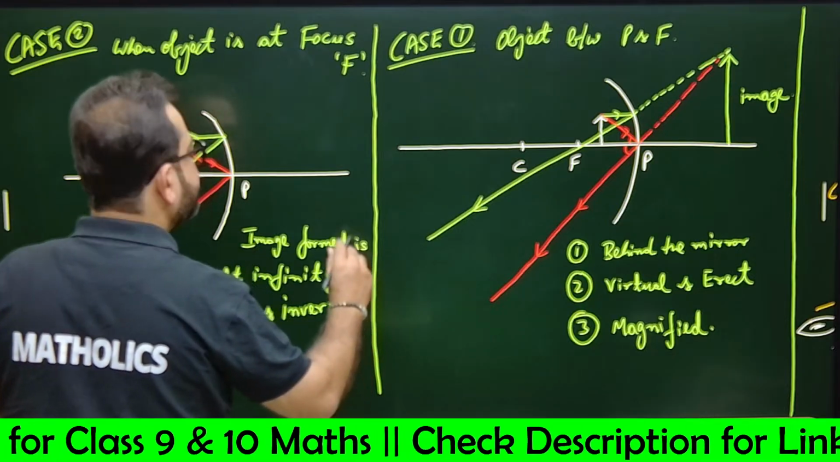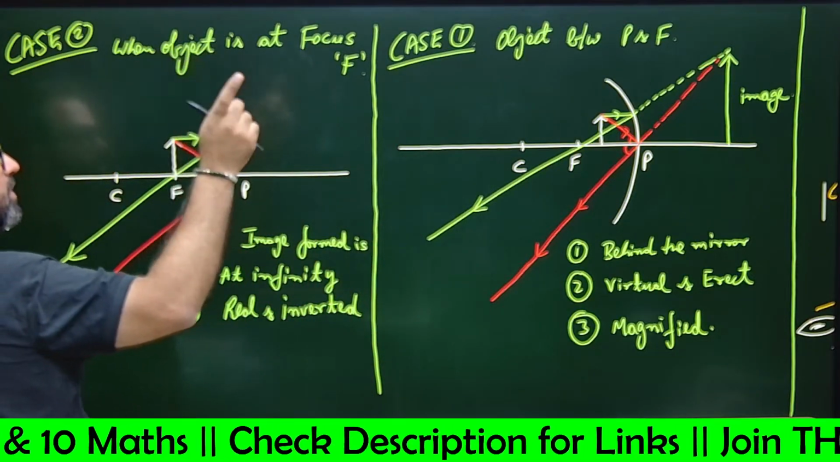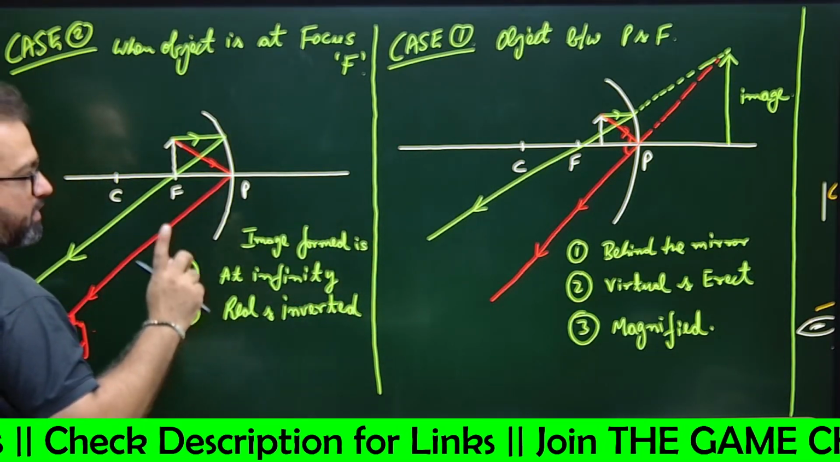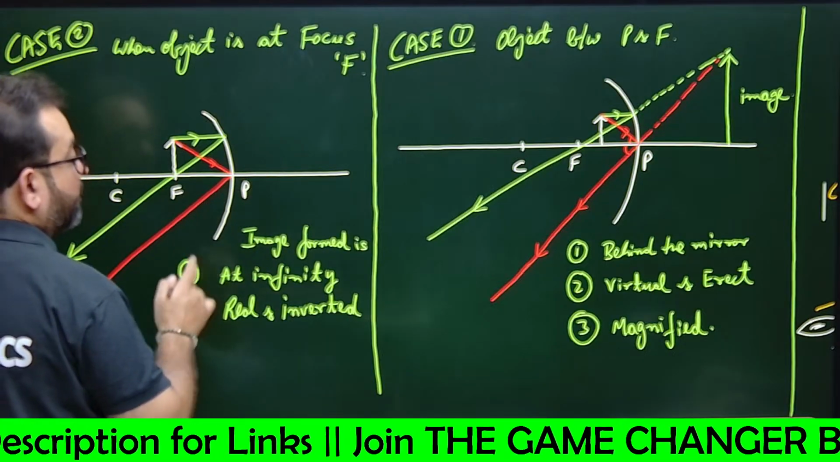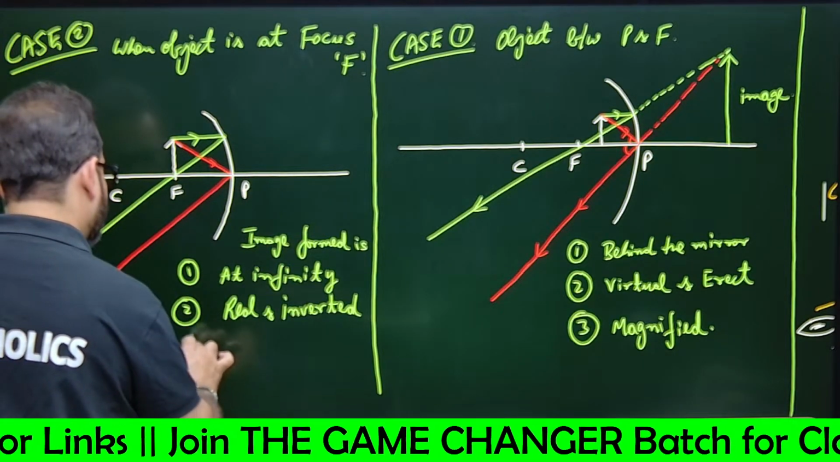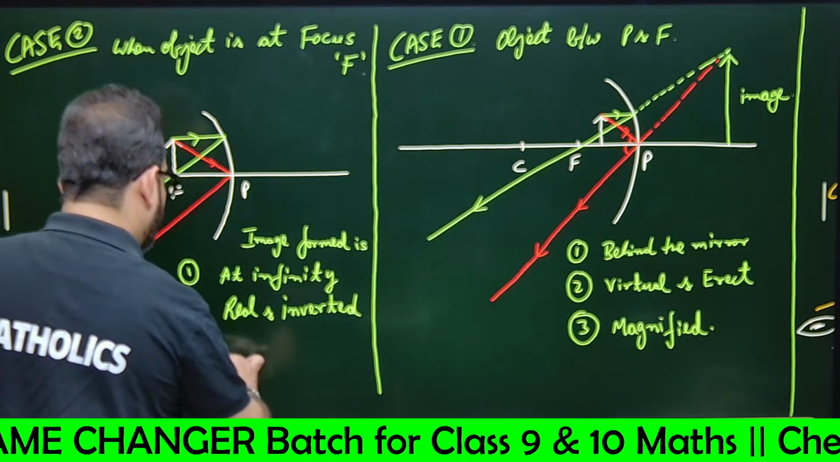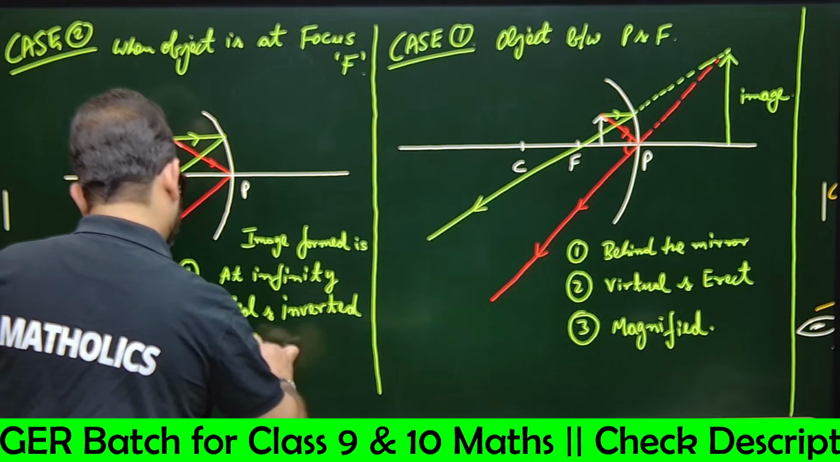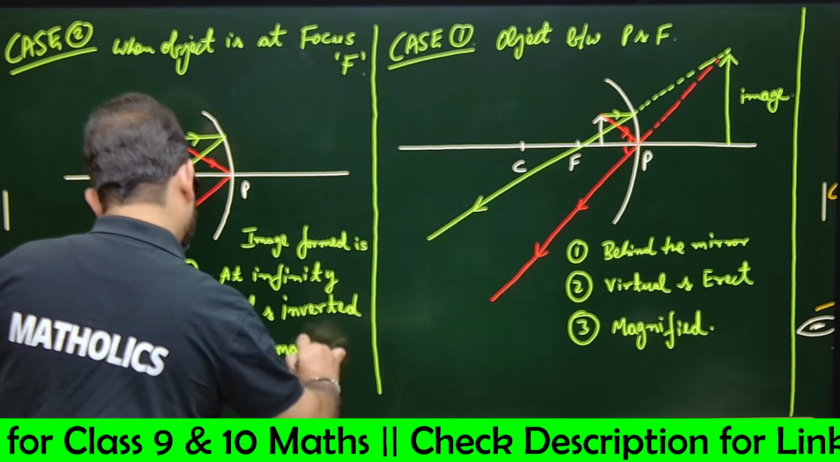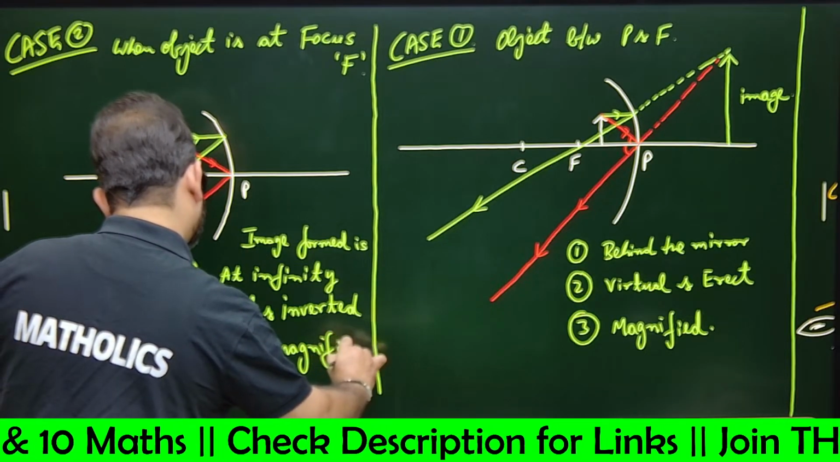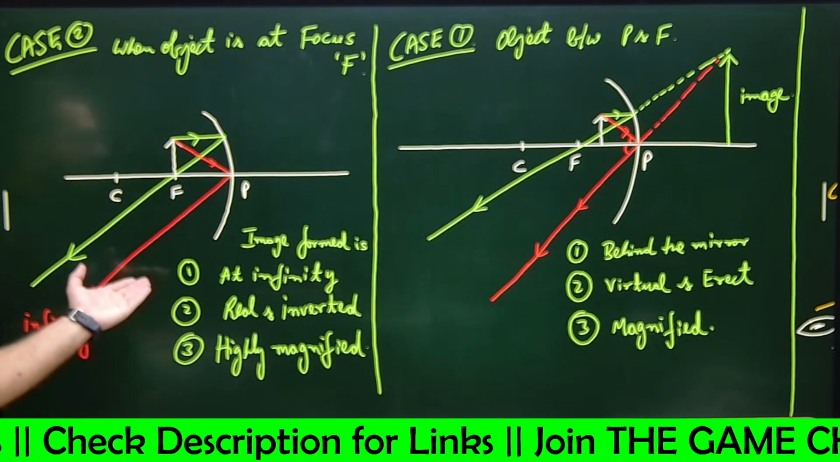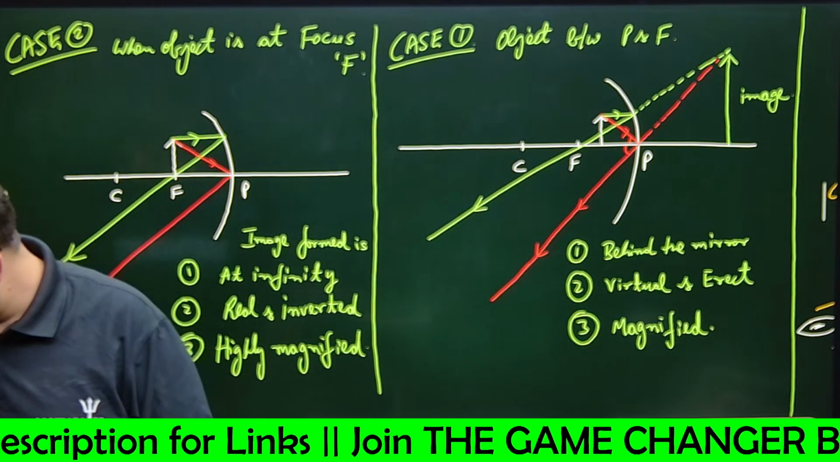At least 4 to 5 marks numerical will come. Concave mirror, convex mirror, concave lens and convex lens. Third, it is large or very large. It is very large. So we'll say highly magnified than the object. Copy it. Case number 2. Very easy. Very easy. Copy.